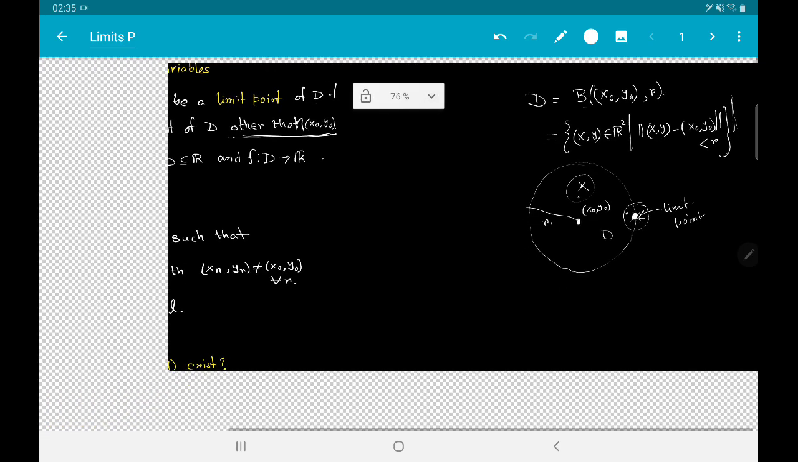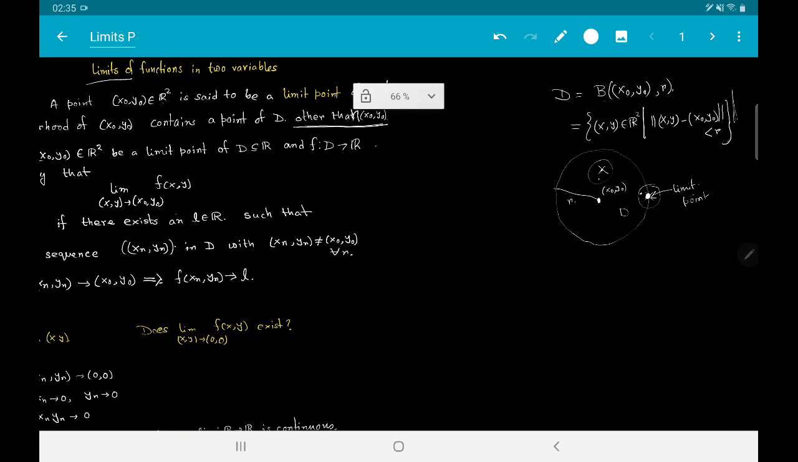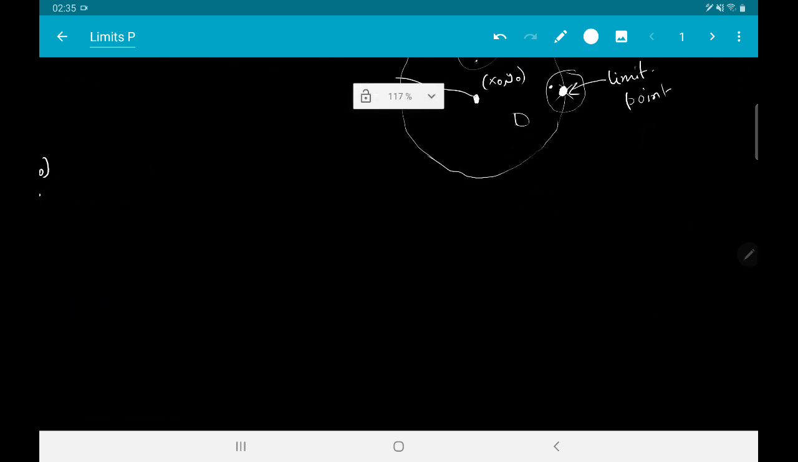Let me now go forward. Just one more thing that I want to mention here is that the condition is as follows. D is a subset of R2. A point (x0, y0) is a limit point if any neighborhood of (x0, y0) has a point (x, y) in common to both D and the neighborhood that you have considered, and also the condition is that (x, y) is not equal to (x0, y0).